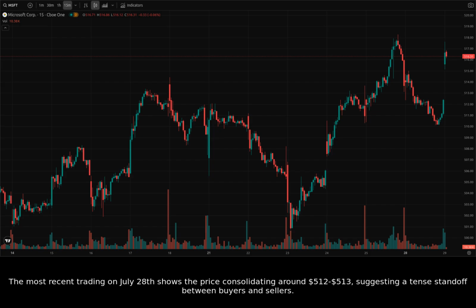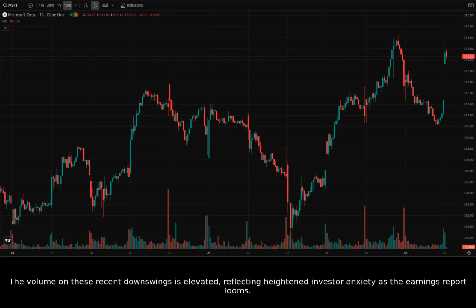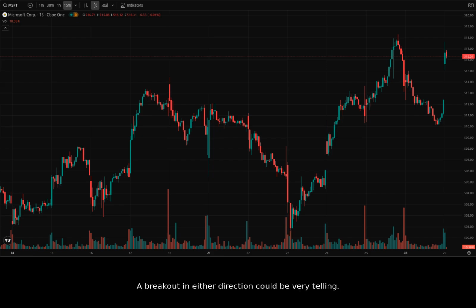between buyers and sellers. The volume on these recent downswings is elevated, reflecting heightened investor anxiety as the earnings report looms. For day traders, monitoring this tight range between $511 and $514 will be crucial in the hours leading up to the market close today. A breakout in either direction could be very telling.